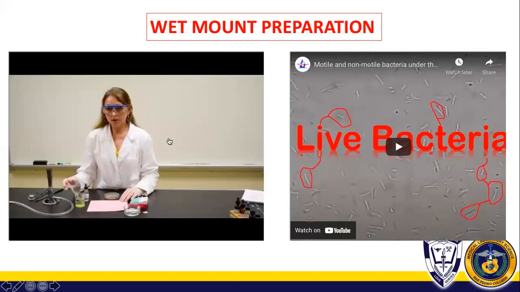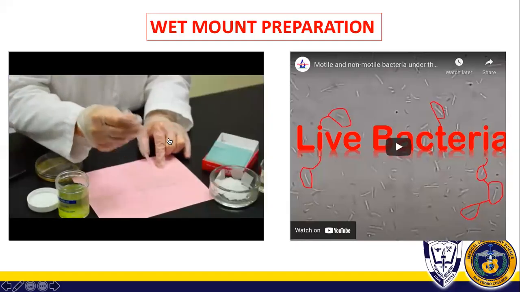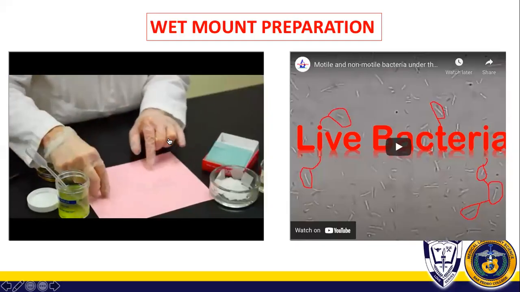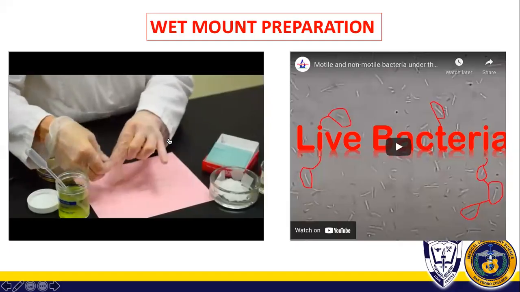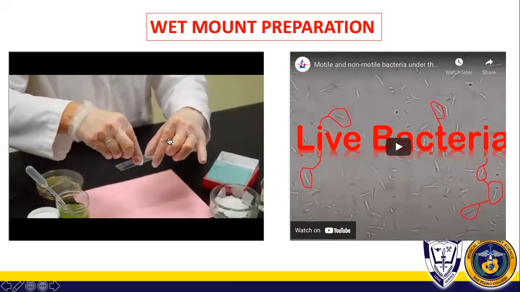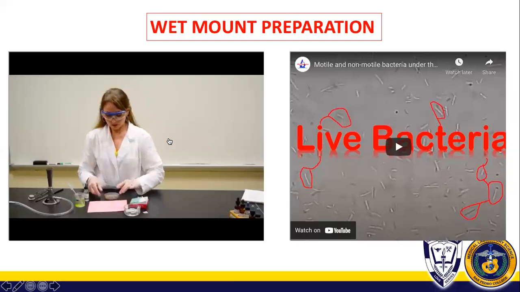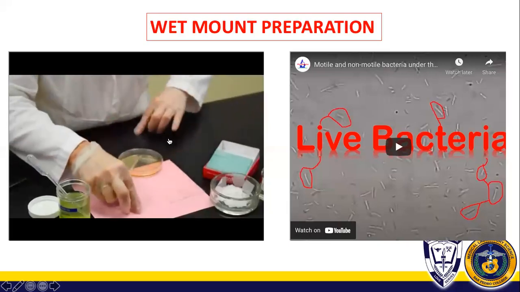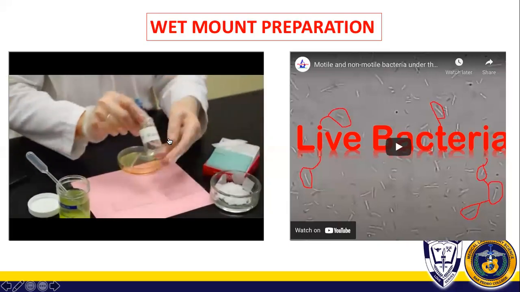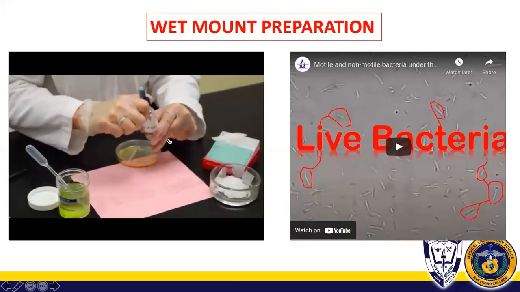When the starting material is a liquid, take a drop of the material and put it in the center of the slide. Take your cover slip, hold it at a 45-degree angle, touching the slide, and gently drop it. When the starting material is a colony on a Petri plate, you will take a slide and put a drop of deionized water in the center of the slide.